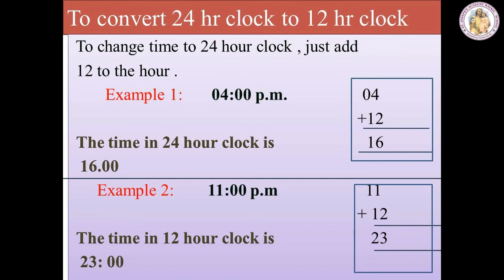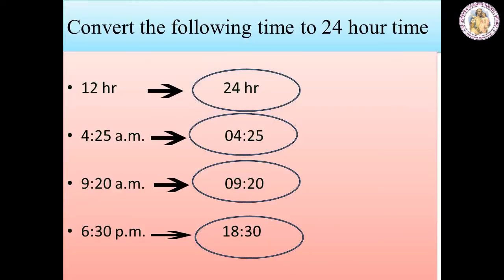Example 2, 11 PM. To convert into the 24-hour clock, we have to add 12 hours to the 11 o'clock. So we get 23. The time in the 24-hour clock is 23.